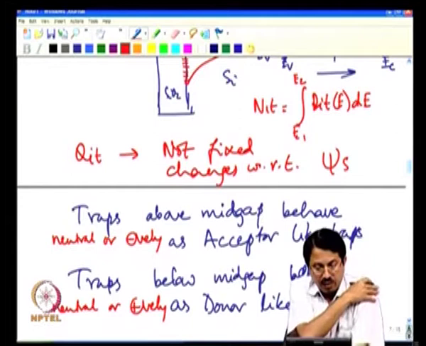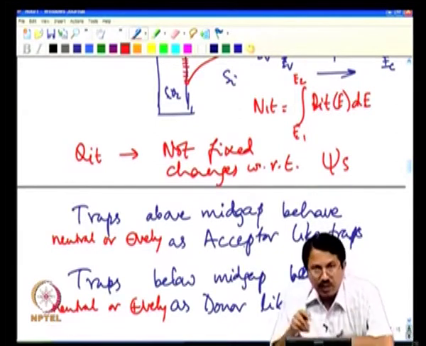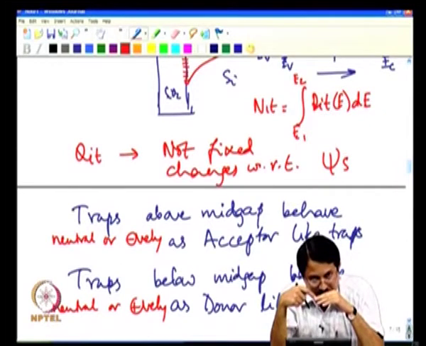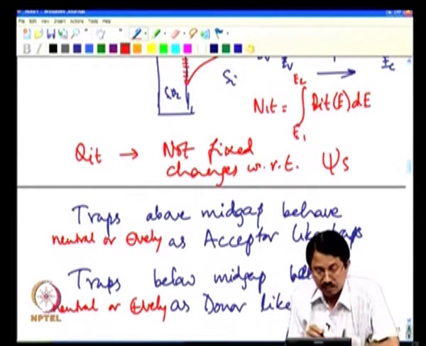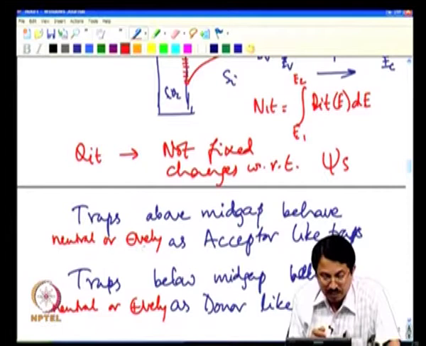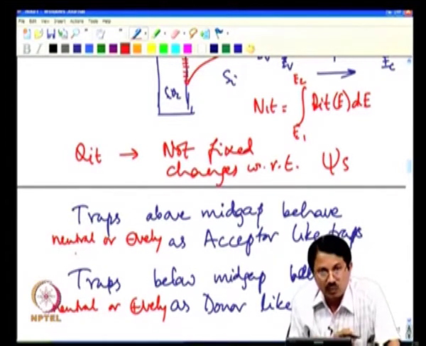More particularly, if you have an acceptor like state filled with electron, it will have a negative charge. On the other hand, if you have a donor like state filled with electron, it will be neutral. A donor like state which is empty of electron will be positively charged. And an acceptor like state which is empty of electron will be neutral.